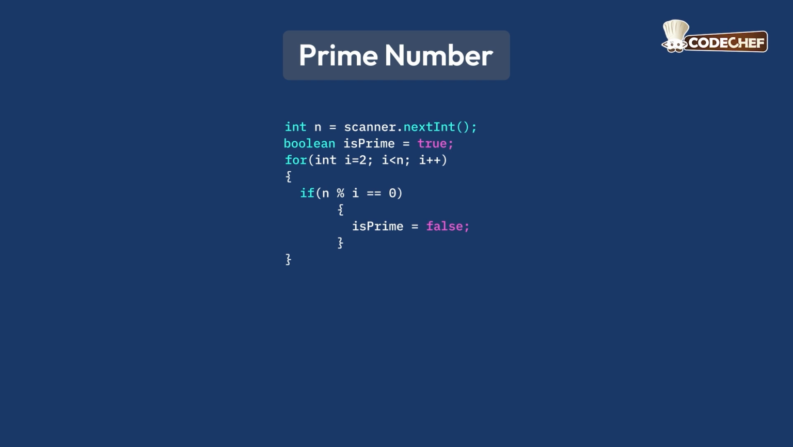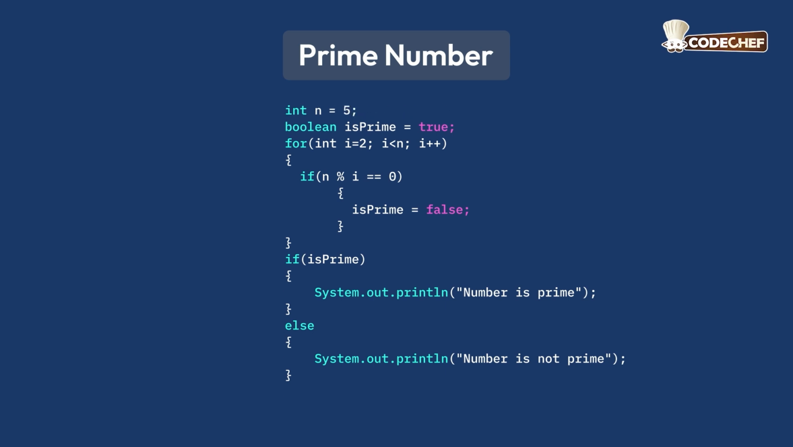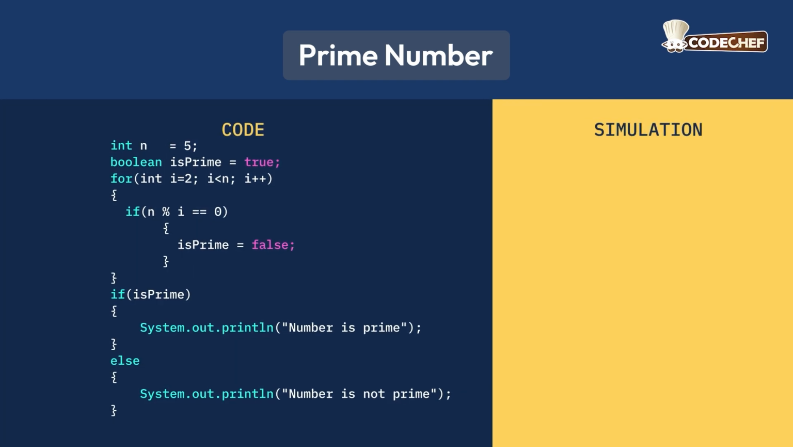Now, once the loop is complete, we use an if condition. Check if is prime is true, then we print number is prime, else we print number is not prime. Let's analyze what happens when we take 5 as our number.